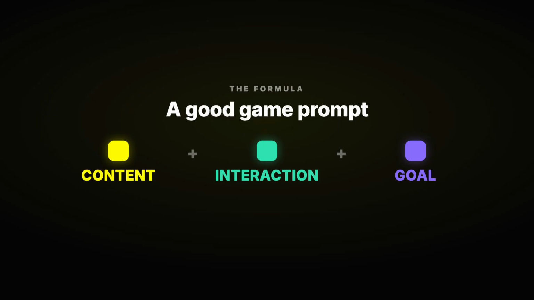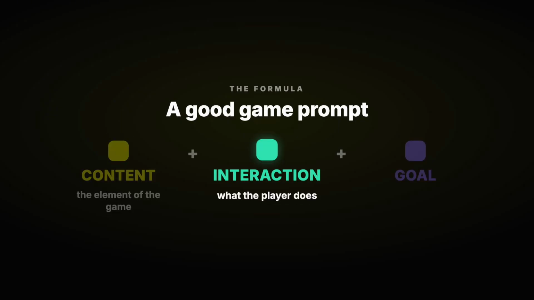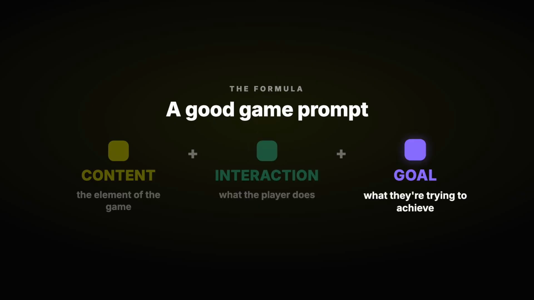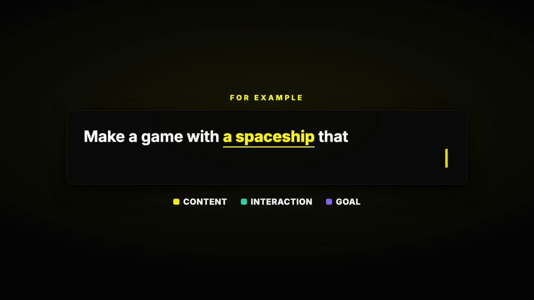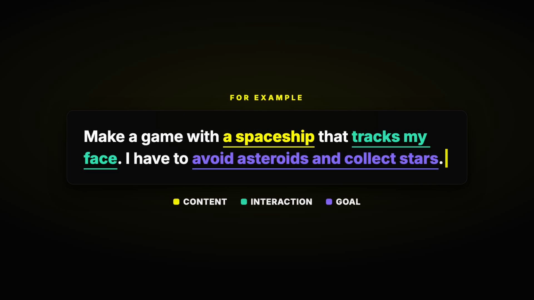You do this by describing it in 3 parts: the content, the interaction and the goal. That's the formula for a game prompt. Content is the element of the game. Interaction is what the player does. Goal is what they're trying to achieve. Here is an example. Make a game with a spaceship that tracks my face. I have to avoid asteroids and collect stars. Alright, let's build the game now.